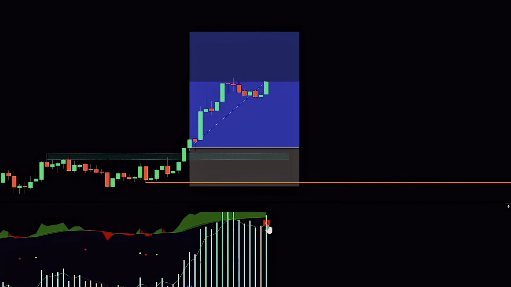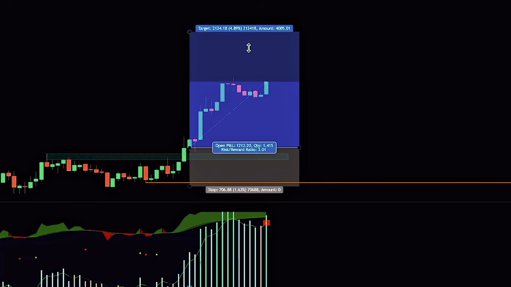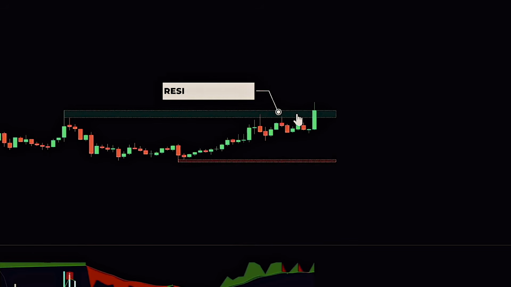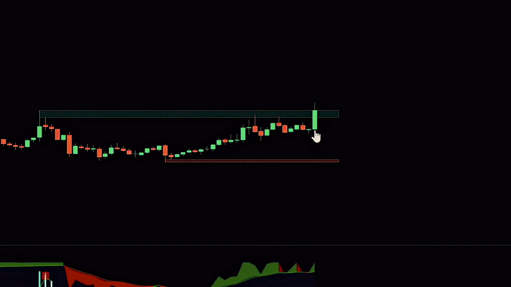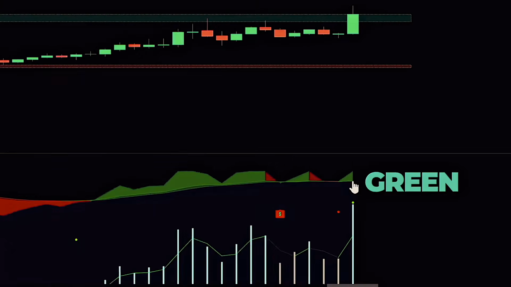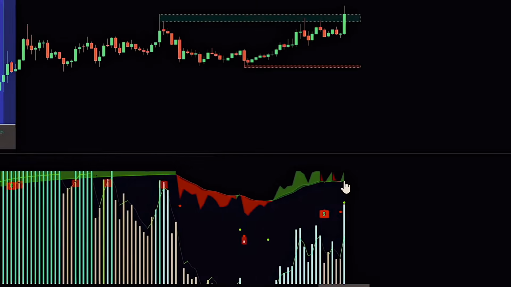Let's take a look. Here's our short signal. We exit. Done. Now here's another long setup. First condition met, resistance level confirmed by the indicator. Second condition, price breaks and closes above it, making it our entry candle. Next, check the histogram. The bar is light blue and above the green MA. Condition 3, met. Then we check momentum. The hot money plot is green. Perfect. All conditions are satisfied, so we take the long trade.